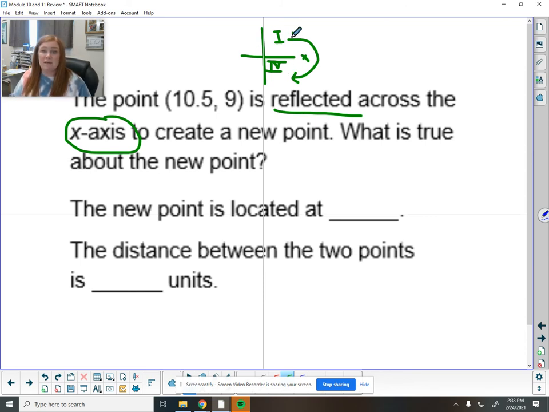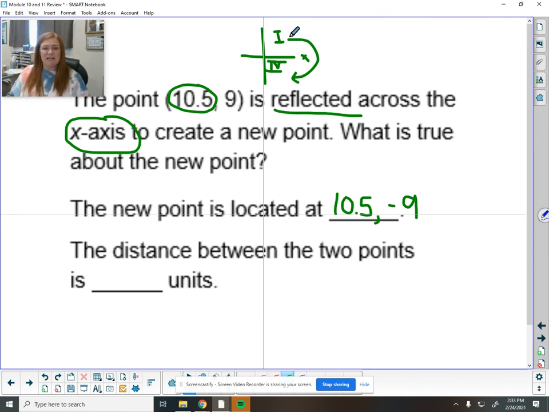So where is our new point? We still need to go over the same amount. We're flipping over X, so we want to keep X the same. So our new point is still 10.5 over, but this time instead of going up 9, we want to do the opposite and go down 9. So over 10.5, down 9, flips it over X. The one you're flipping over stays the same. The other one becomes opposite.